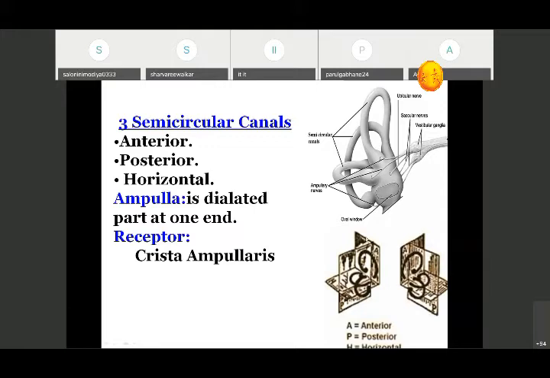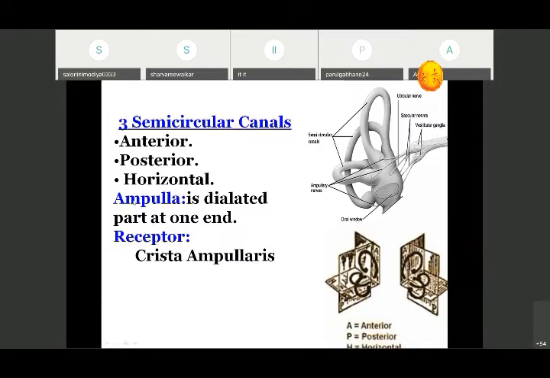Meaning, for both ears, when the head is tilted at an angle of 30 degrees, the anterior semicircular canal of the right side will be in the same plane as the posterior semicircular canal of the left side. Similarly, the anterior semicircular canal of the left ear will be in the same plane as the posterior semicircular canal of the right side, whereas the horizontal semicircular canals are always parallel to each other.